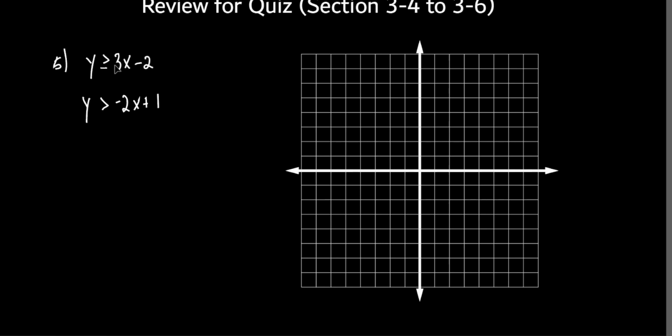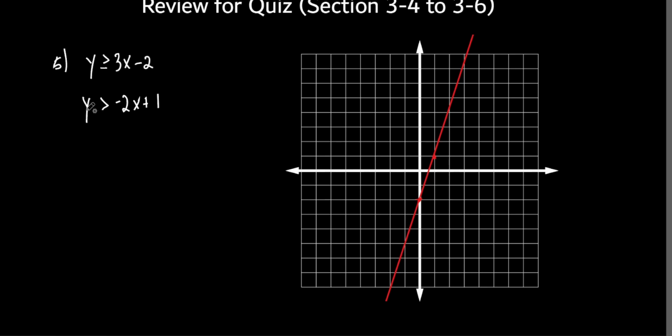So let's do this. The first one is greater than or equal to, so what kind of line is it going to be? Solid line, okay? So 3x minus 2, that's easy. We just put negative 2 right here. 1, 2, 3. 1 right there. It is a solid line, so I can use that whole entire line. All right, so that's a little less than half of what we have to do.